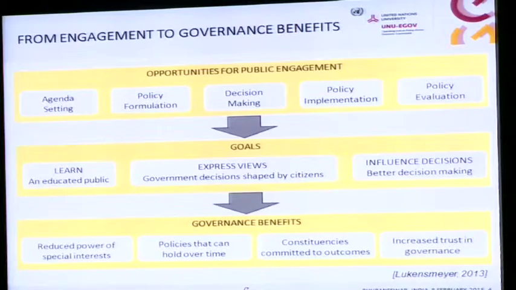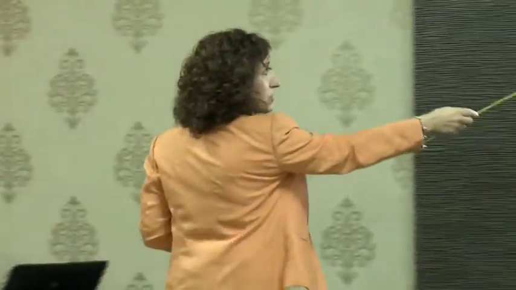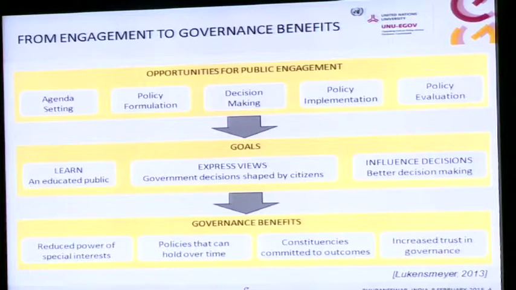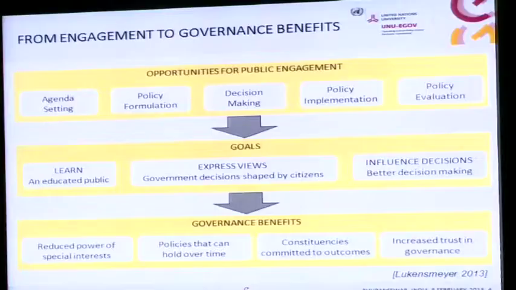When we engage citizens, the goals that government pursue are related for the citizens to learn, because they would like to have a more educated public. We want to have a more educated society, because we want citizens to express their views, because we would like the government decisions to be shaped by the voice, by the views, by the concerns of the citizens. And we also like citizens to influence decisions for governments to make better decision making.